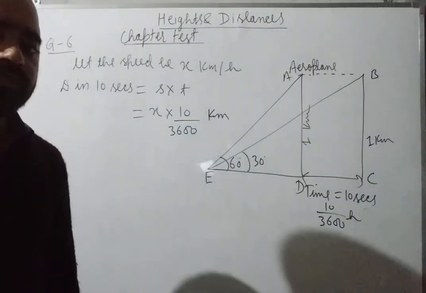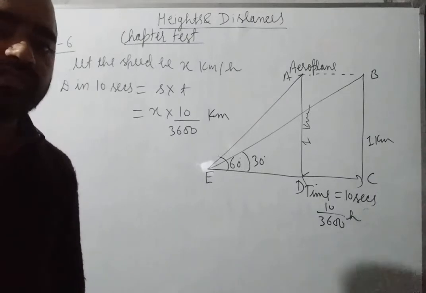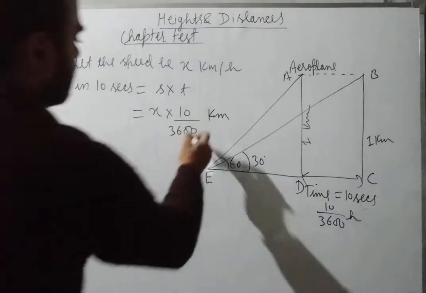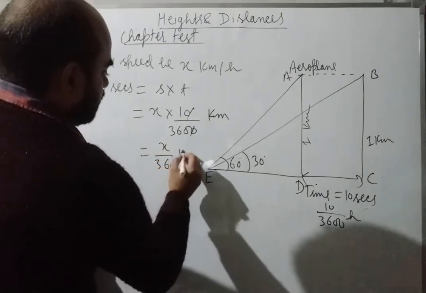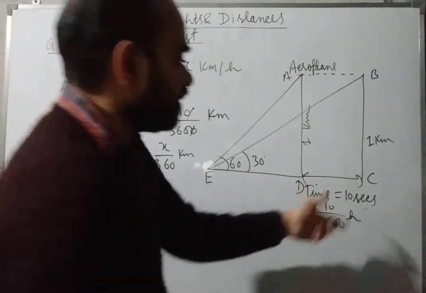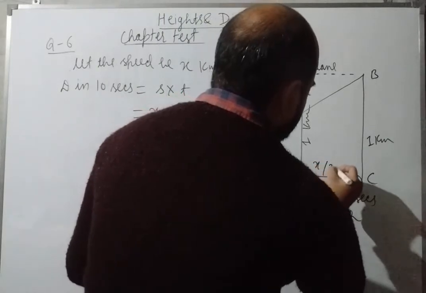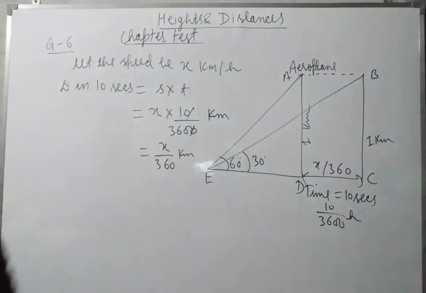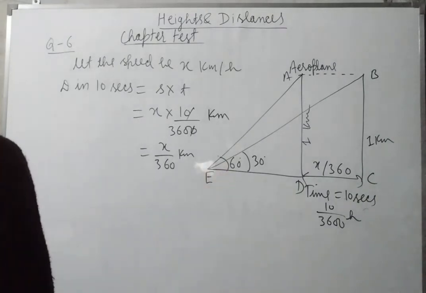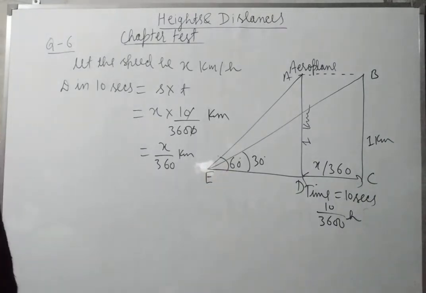1 hour is 60 minutes, 60 into 60 seconds, correct? So finally this will become x upon 360 kilometers. So this distance is nothing but x upon 360 kilometer. Why? Distance is equal to speed into time. Already we have taken the speed as x kilometer per hour.